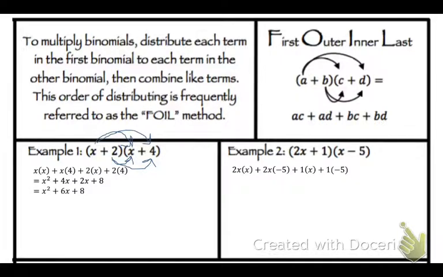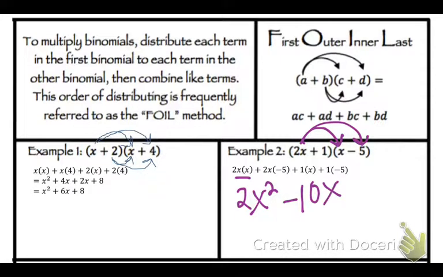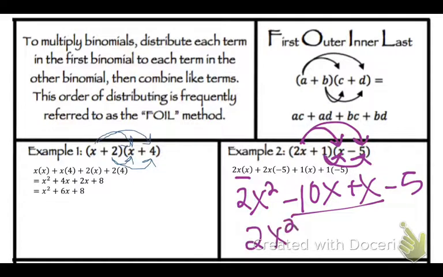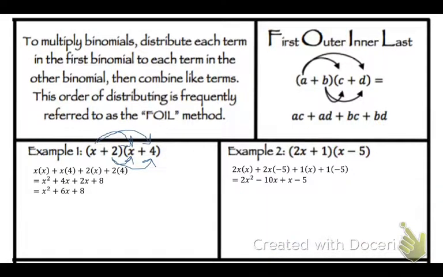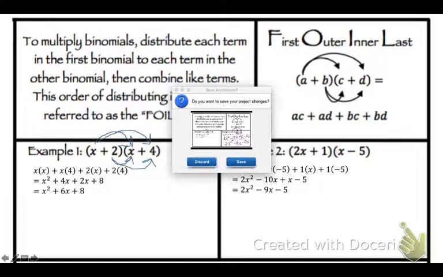Okay, let's FOIL this one. I'll draw the arrows. So we did 2x times x, which is 2x squared. 2x times negative 5 is negative 10x. 1 times x is x. 1 times negative 5 is negative 5. Then we can combine those two, so you get 2x squared minus 9x minus 5. Which is what we got right there.